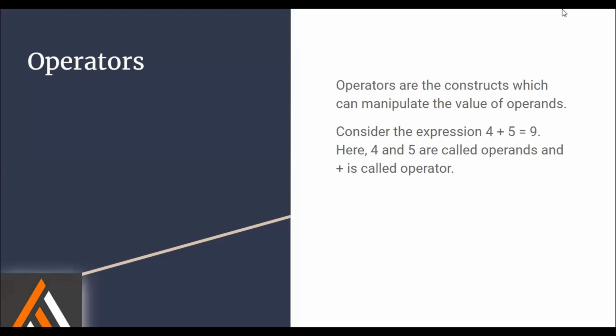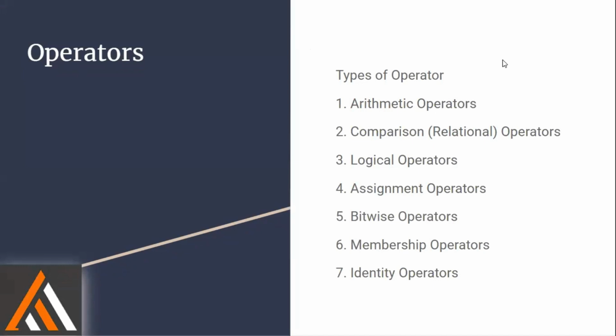In Python, there are many operators categorized in 7 categories. Here we are covering arithmetic operator, relational operator, logical operator, and assignment operator. The remaining 3 we will take up in the next tutorial. So let's begin.